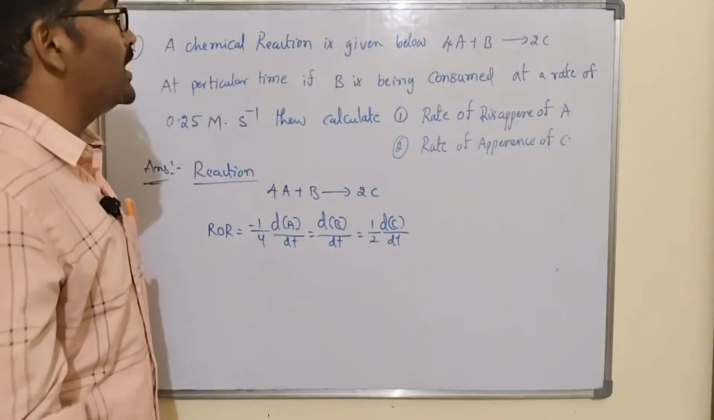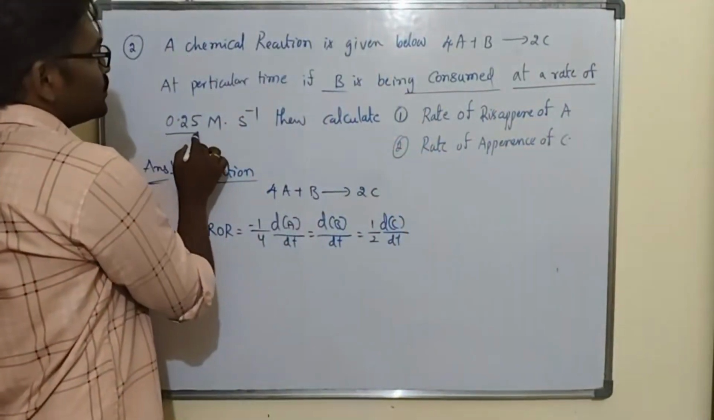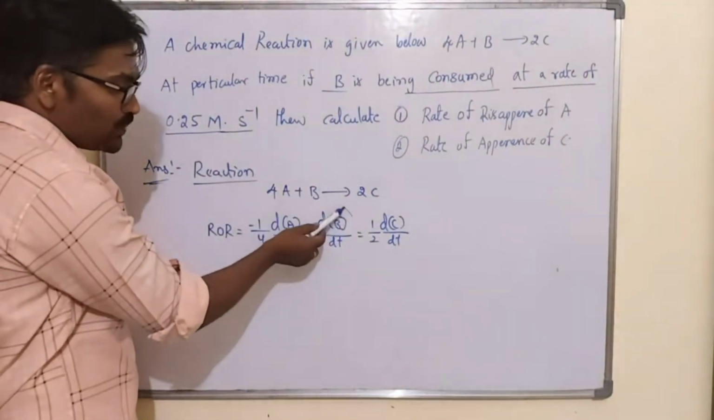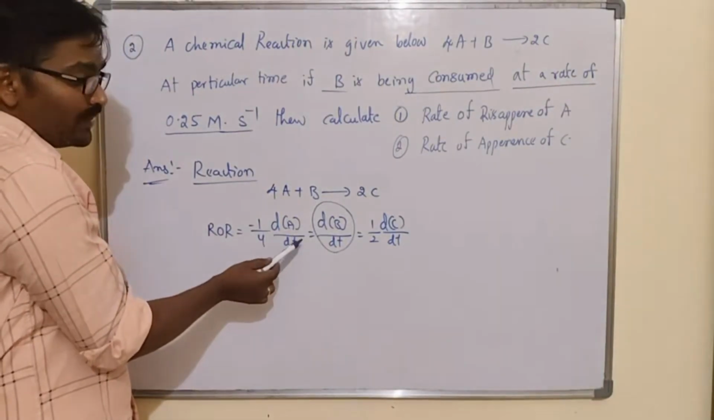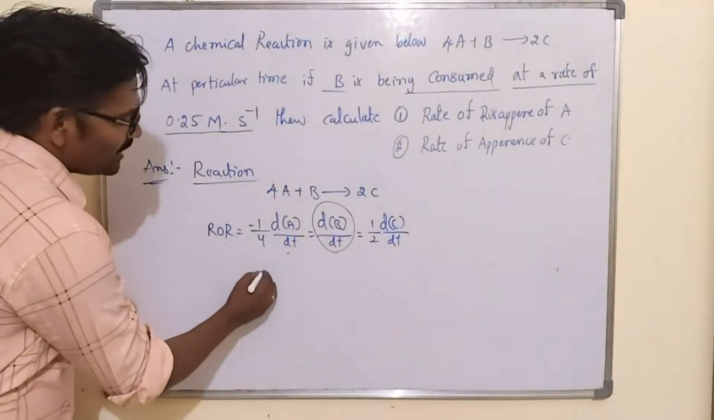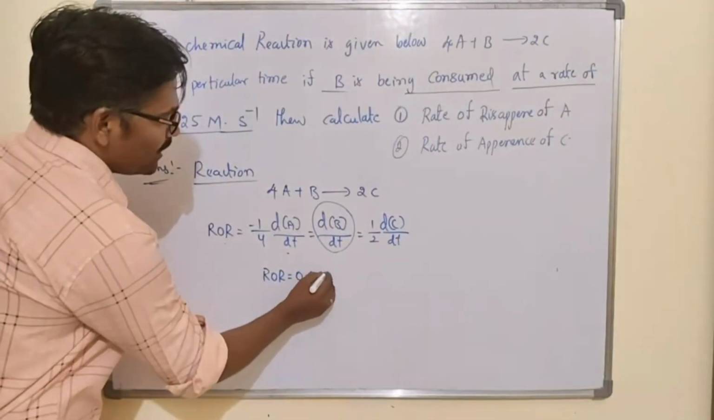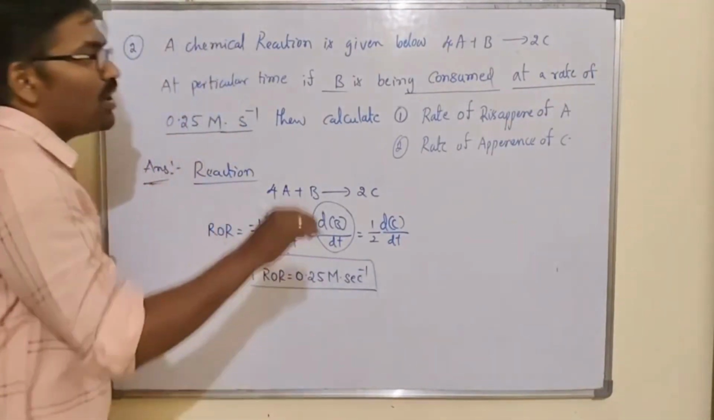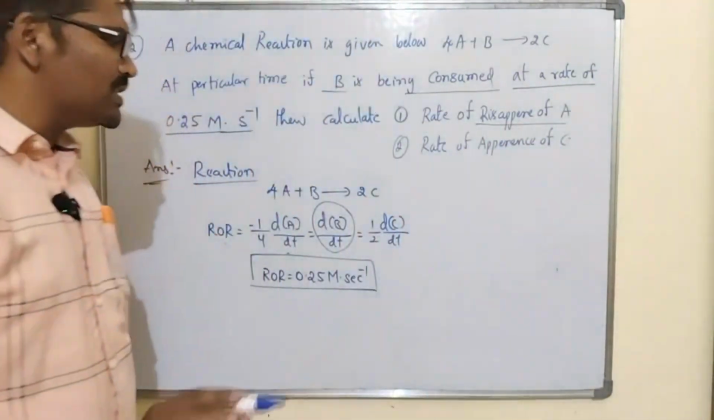See, in this question, one point is mentioned: B is consumed at the rate of 0.25 molarity per second. That means this value is given, and since this is equal to that, this is equal to the rate of reaction also. Clear? So we can say that the rate of reaction equals 0.25 molarity per second. Understand? Then what are they asking? The rate of disappearance of A.